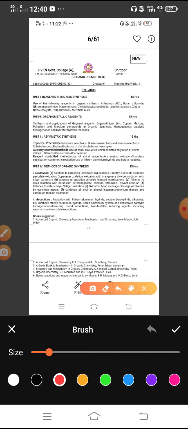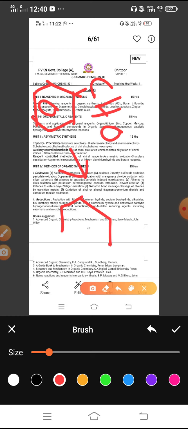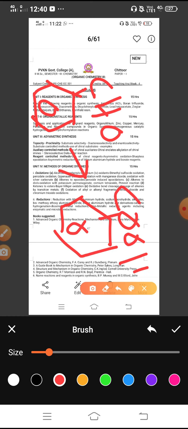For example, benzaldehyde is converted into benzoic acid. See here, this is benzaldehyde converted into benzoic acid. Here one oxygen is increased. In the reactant, benzaldehyde has only one oxygen, and in the product there are two oxygens. So increasing oxygen is called oxidation, and the reagent is called an oxidation reagent. There are many types of oxidations.